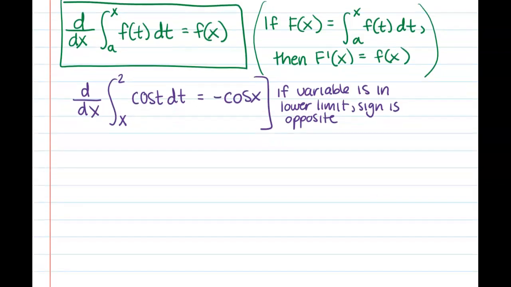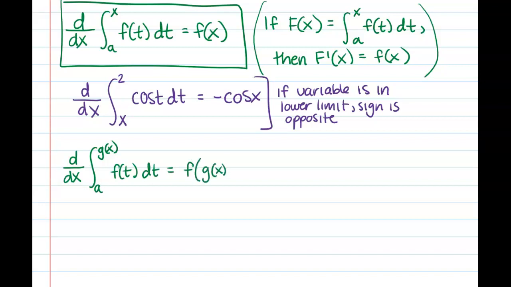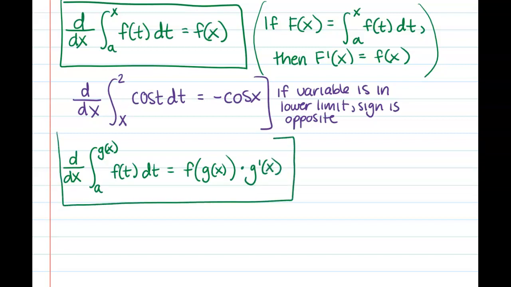And then the other piece, if you take the derivative from a to g of x, so now it's a function of f of t dt, you get f of g of x times g prime of x. It's basically chain rule. This rule looks a lot worse than what it actually is.